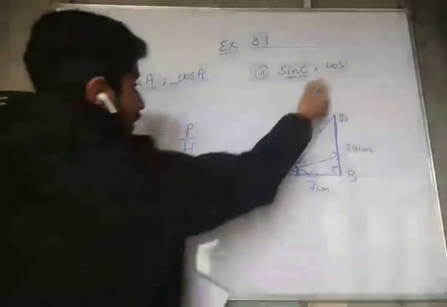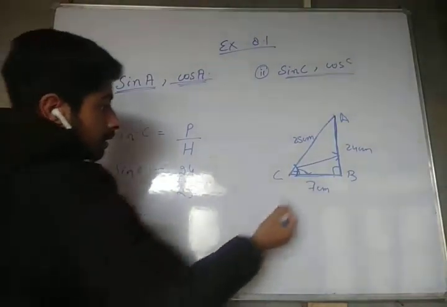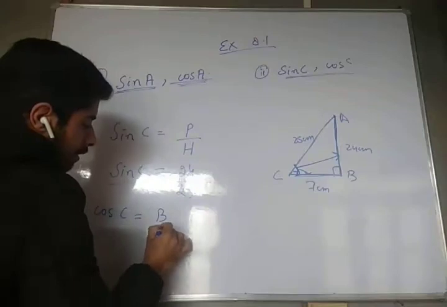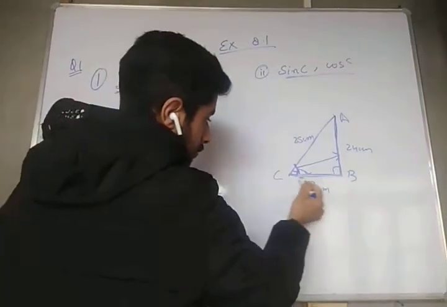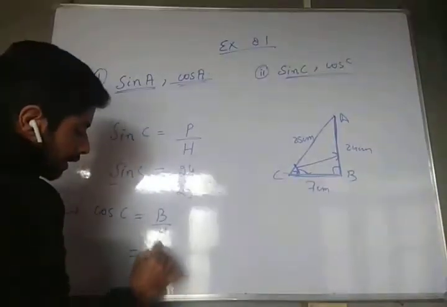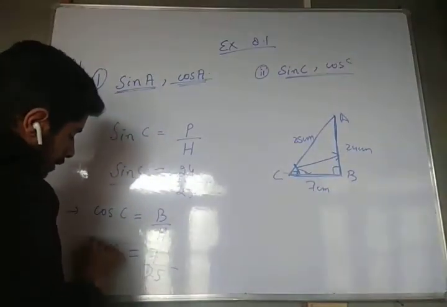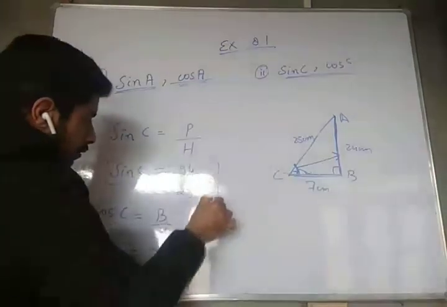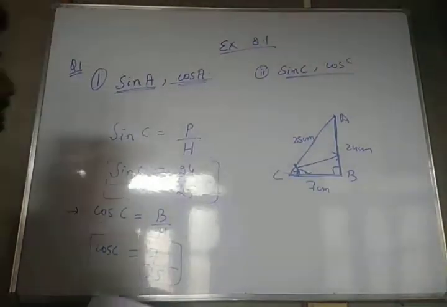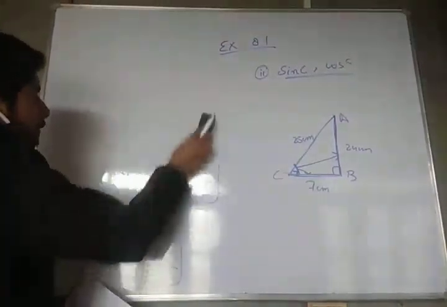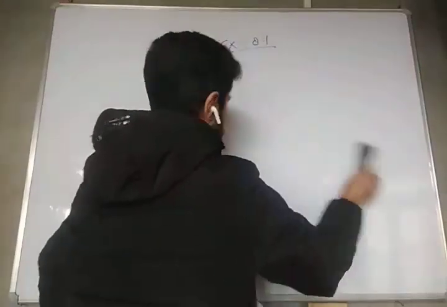Now let's calculate cos of C. Cos is equal to the base by hypotenuse. So what is our base for this angle? The base is BC. So BC is 7 and hypotenuse will remain same, 25. So cos of C is equal to 7 over 25 and sine of C is equal to 24 over 25. This is our question number 1. I will try to discuss as many questions as possible.